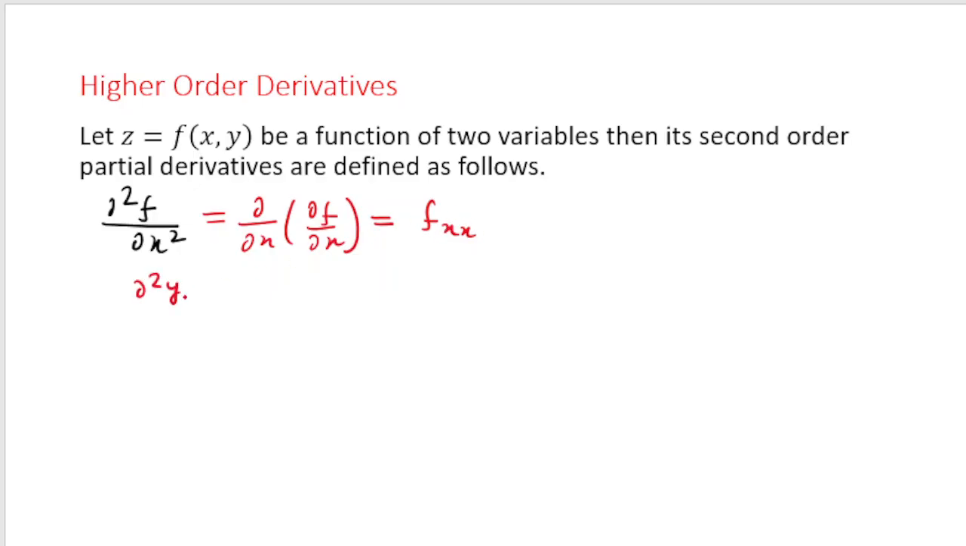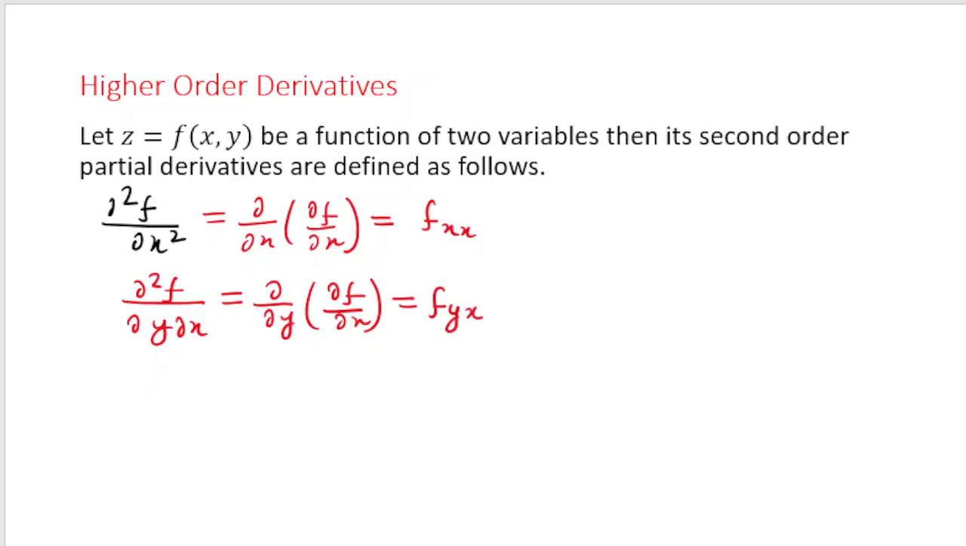If I ask you what is del 2 f, because I am differentiating the function f, so del 2 f by, suppose I ask you, del y del x. So how will it be defined? As you can see, it will be defined as del by del y of del f by del x. So you can see that when I am writing it in this order, it is like del y and then del f by del x. So del 2 f by del y del x is: first we have to differentiate with respect to x, and then del f by del x with respect to y, and in shorter notation this will also be written as f of yx.